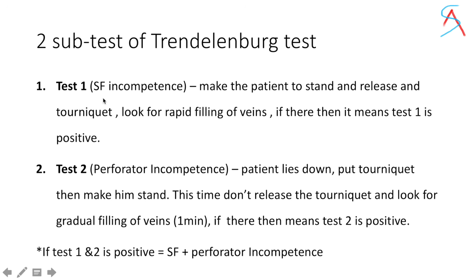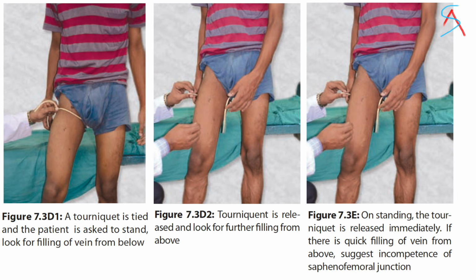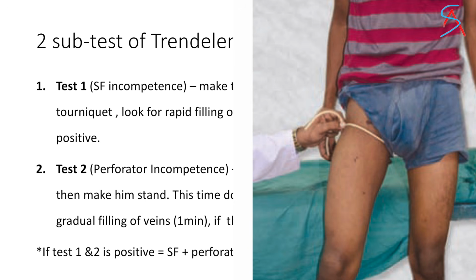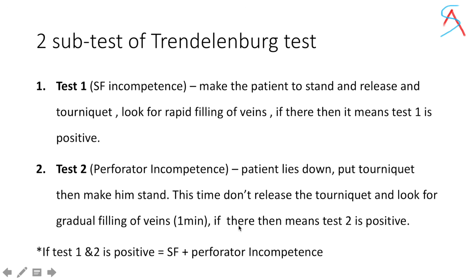Test 1 is for saphenofemoral incompetence, in which we make the patient stand after milking the vein, and then you release the tourniquet and look for rapid filling of vein. If there is rapid filling of vein, it means test 1 is positive and there is saphenofemoral incompetence. Test 2 is for perforator incompetence. Again, you tell the patient to lie down, you milk the vein and then put the tourniquet, and then tell the patient to stand up. This time you don't release the tourniquet and look for gradual filling of veins. Generally you can look for up to 1 minute, and if gradual filling of vein is there, it means test 2 is positive, there is perforator incompetence.